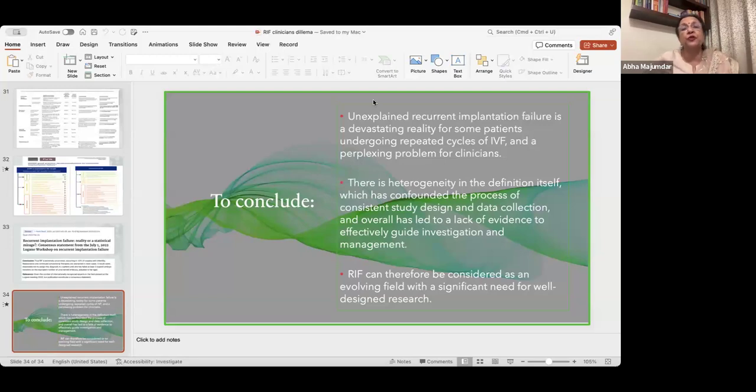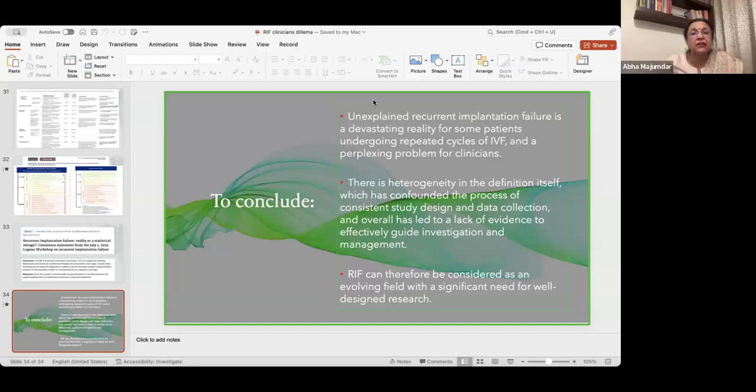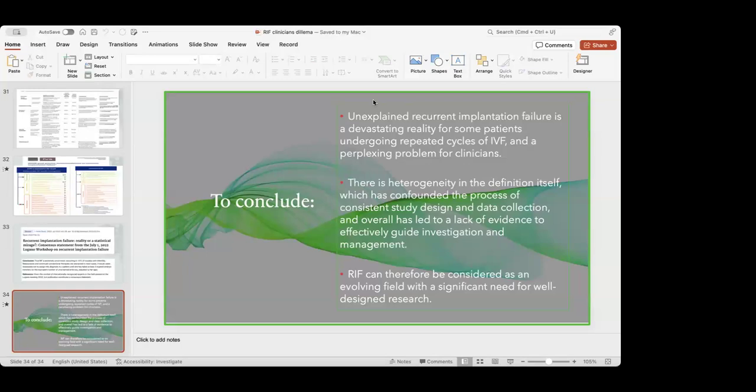Yeah, Bhavani, I just stopped you from speaking. You were saying something. Say. Yes, I was just saying that in RPL, there is evidence for testing for sperm DNA fragmentation. But as of now, in RIF, there is no role.